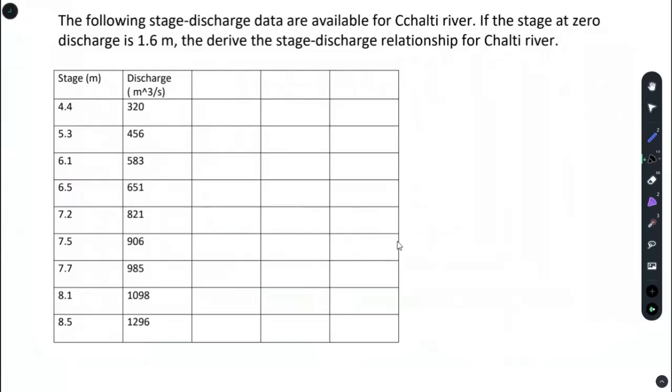So this is the math from Streamflow. We have a river, that is Chelsea River. We have discharge for some particular stages. We'll develop a relationship between stage and discharge.